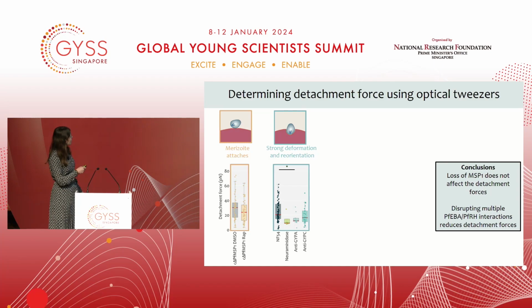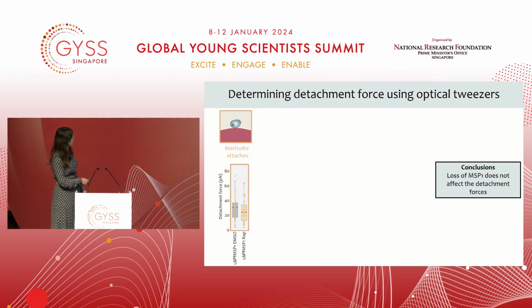So I started off with using a genetic disruption of this protein MSP1. And this was our best candidate for what was involved in the initial attachment. And very interestingly, I didn't see a significant difference in detachment force, ruling out that it's probably actually involved in this step of the invasion process.